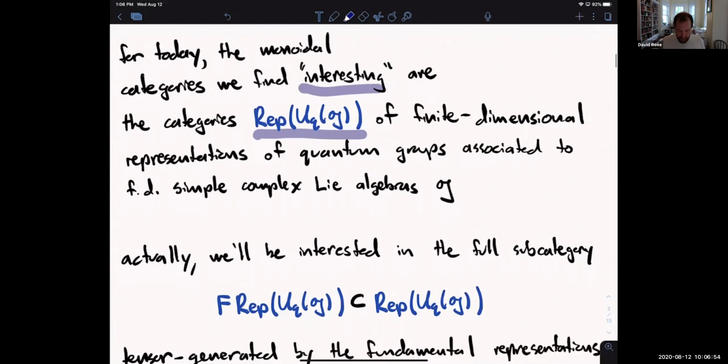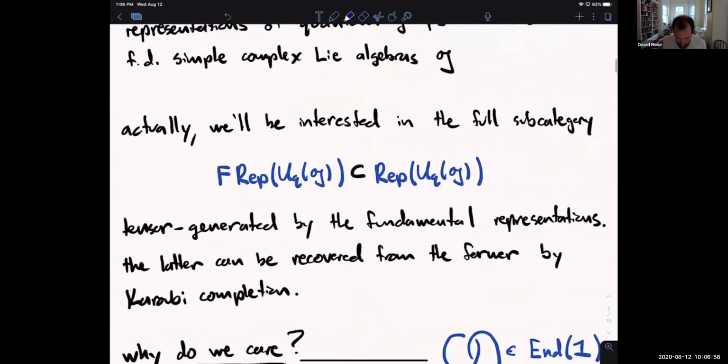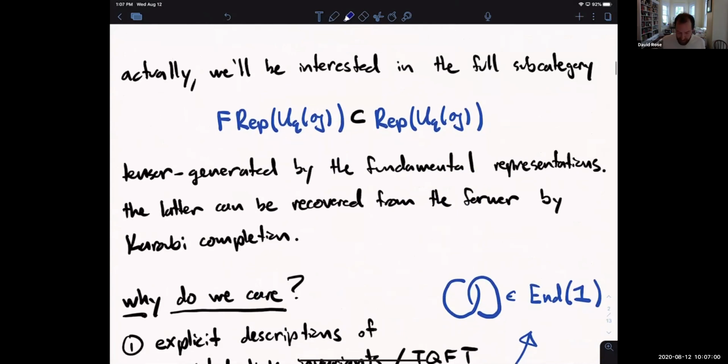Now here's actually a switch. What we'll actually be interested in is a certain full subcategory that I'll denote by FRep. And this is the full subcategory, well, generated in a monoidal sense. So again, another story today is all about monoidal categories. And so I want to look at the full subcategory tensor generated by the fundamental representations.